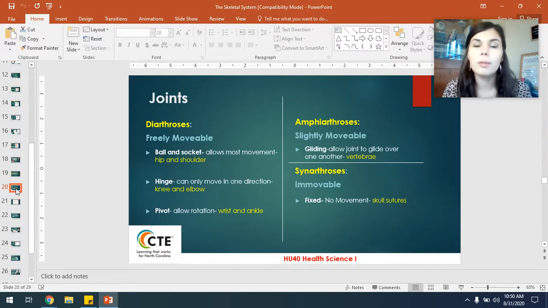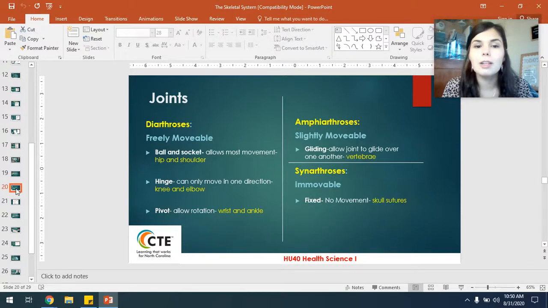So first, let's talk about the three different categories of joints. You have diarthrosis, amphiarthrosis, and synarthrosis. Diarthrosis are types of joints that are freely movable, meaning they can move in pretty much any direction. The first one you have is your ball and socket joint.